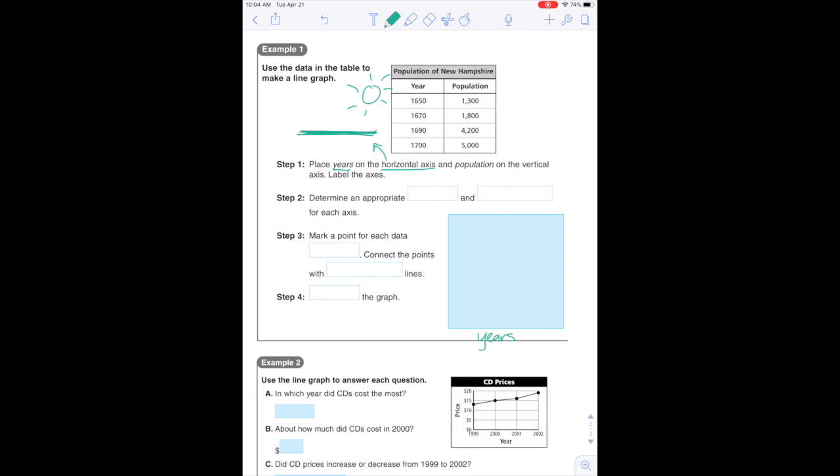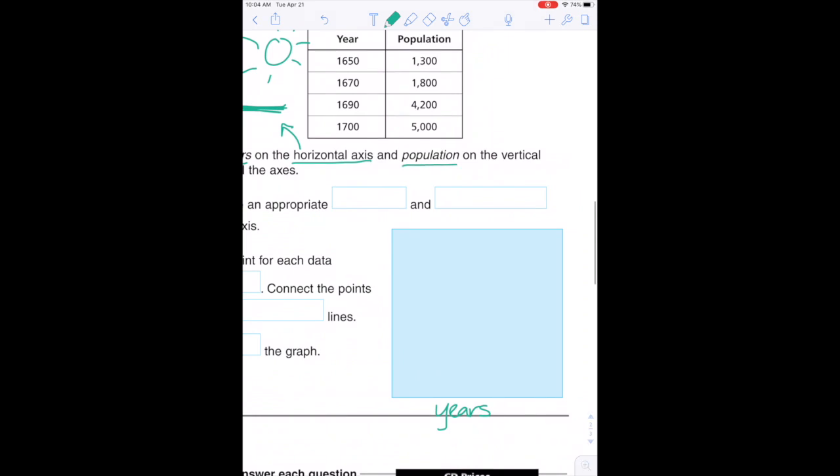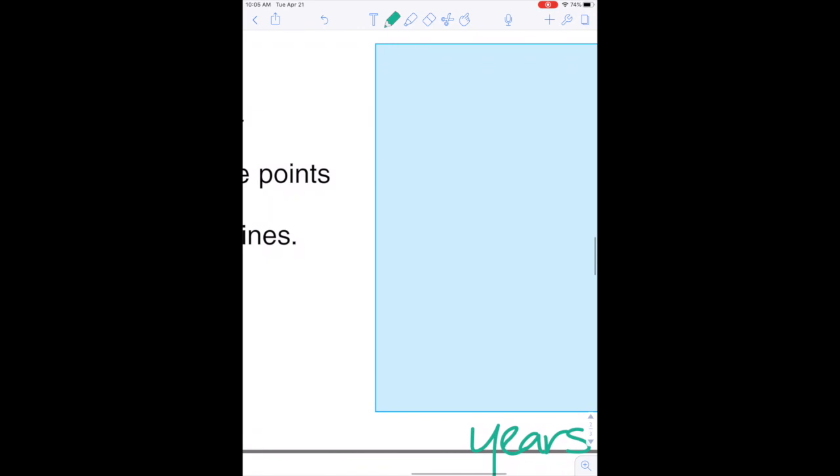Then we are going to put population on the vertical axis. So the next one is population and vertical. So might have to turn your iPad a little. We're going to write population.